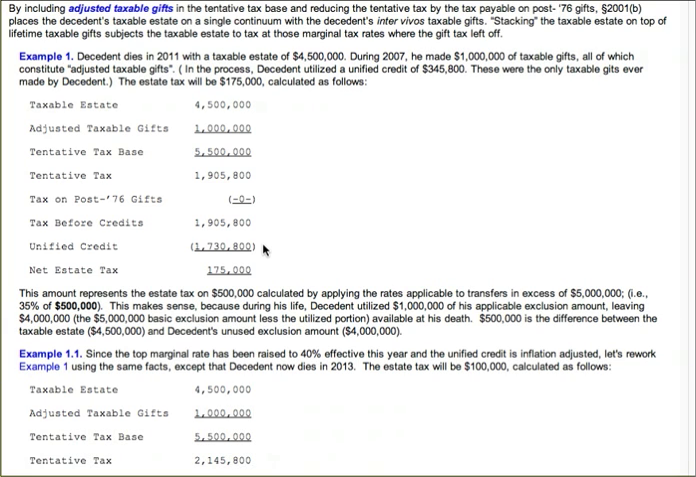The way it is calculated is you take the $5 million unified credit amount that was allowed in 2011. It was $5,250,000 in the year 2013 and $5,340,000 in the year 2014. But we're using $5 million minus $1 million times the 35% tax bracket, and that totals $1,400,000. You add to that amount the base amount of $330,800, and thus you arrive at the unified credit of $1,730,800.